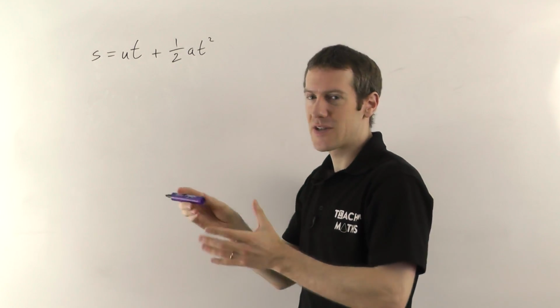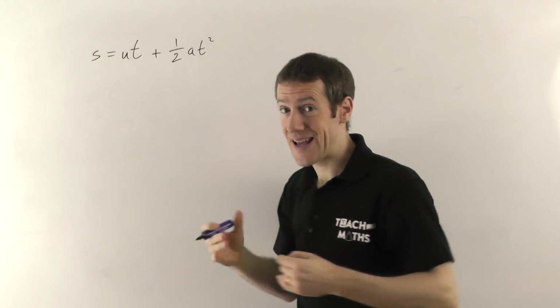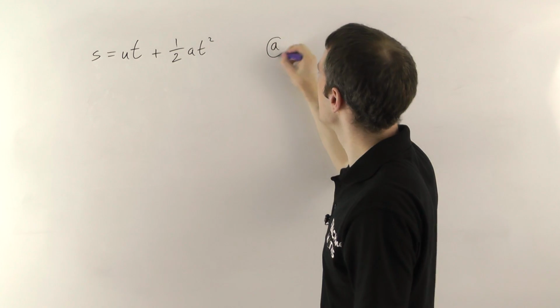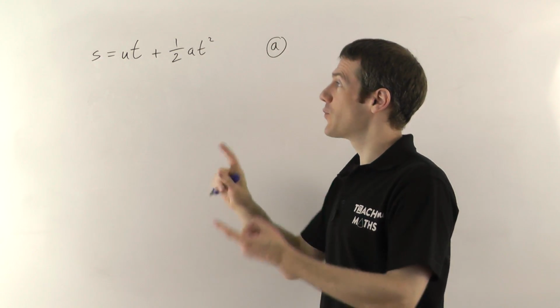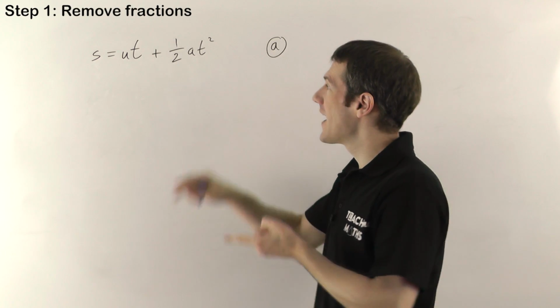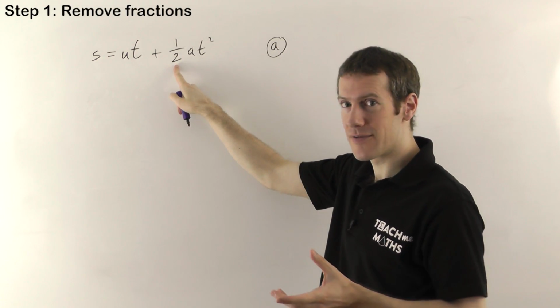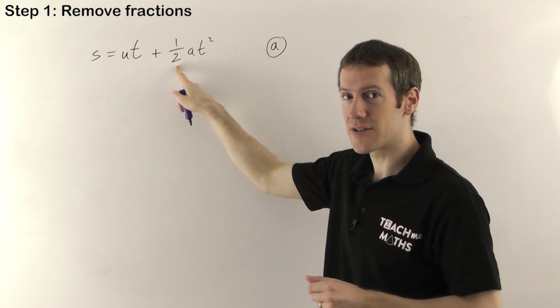But maybe I didn't want to find the distance. Maybe I was doing some kind of experiment to work out the acceleration due to gravity, and I wanted to rearrange this equation to get the a by itself. So that's what we'll try and do. I'm going to put the a here so I don't forget that I want the a by itself. So, step 1, you remove fractions. Have we got any fractions? Oh, hang on, look, there's a half there. At first glance it looks like no fractions, but yes, a half is a fraction.